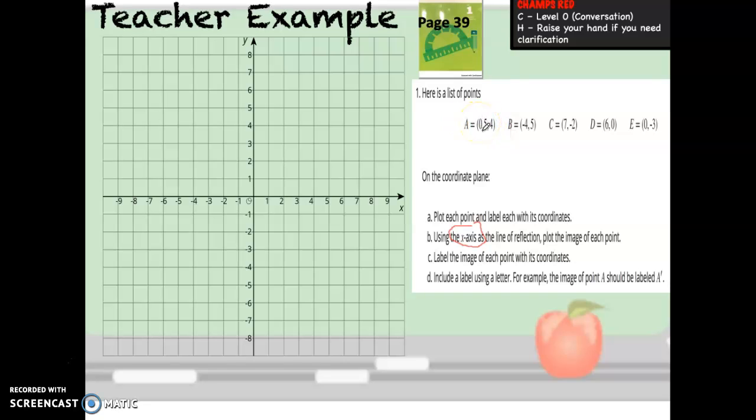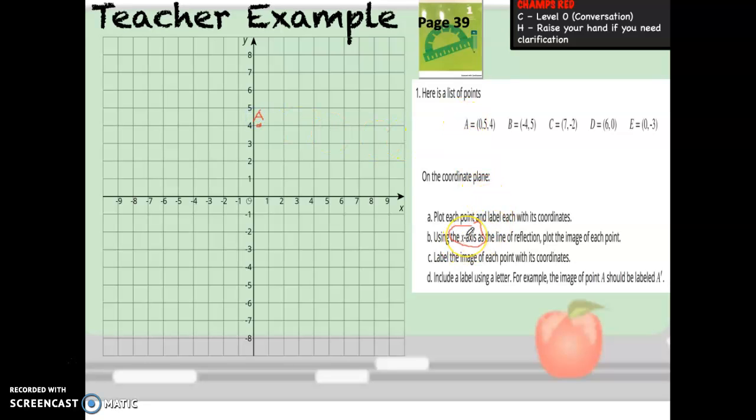Some students had difficulty with this. This is a half, so that means you're going to go half on the x-axis. Remember, your first point is x, your second coordinate is y. In this case, I'm going to go half, and I'm going to go up 4 because my second coordinate is 4. 1, 2, 3, 4, and I'm going to put my dot right there, and I'm going to put A. This is my original coordinate.